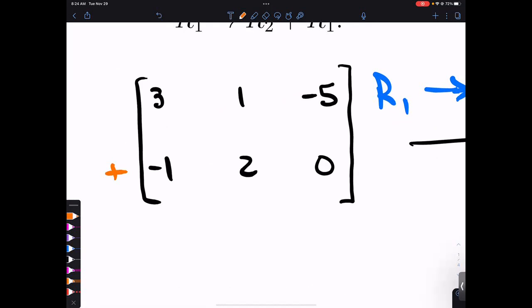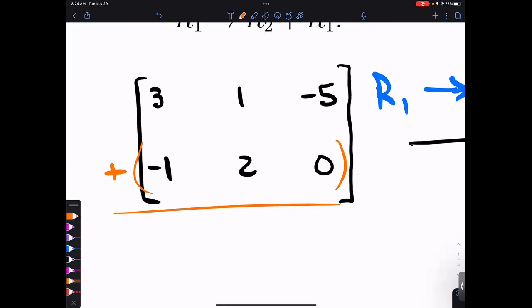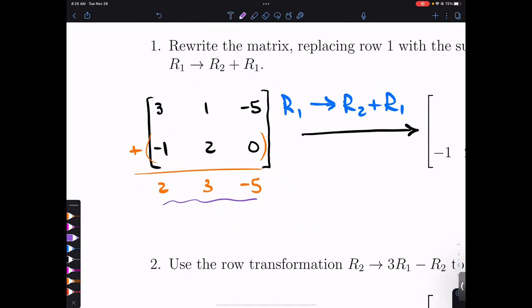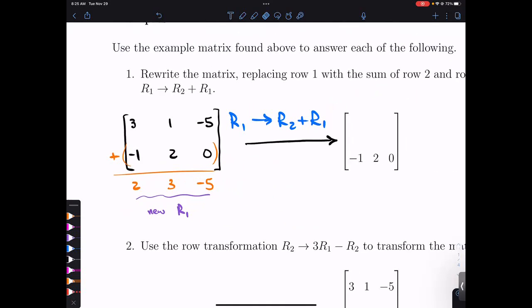So that part is, again, similar to what we would do with elimination, right? Add those together. So 3 plus -1 is 2. 1 plus 2 is 3. -5 plus 0 is -5. That is going to go in place of row 1, right? So that's my new row 1: 2, 3, -5. That's it.